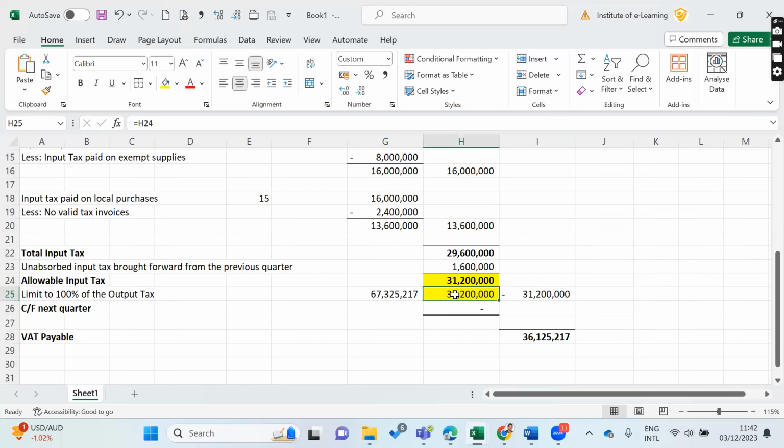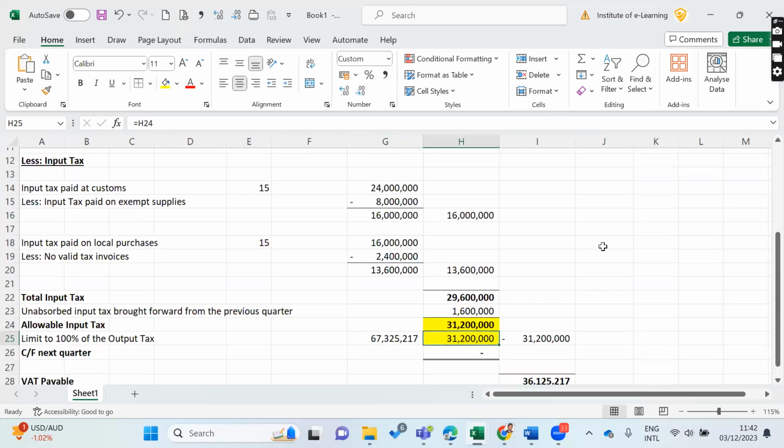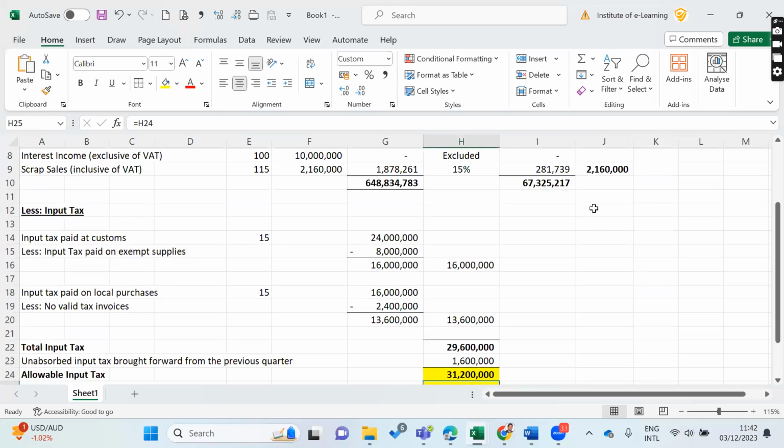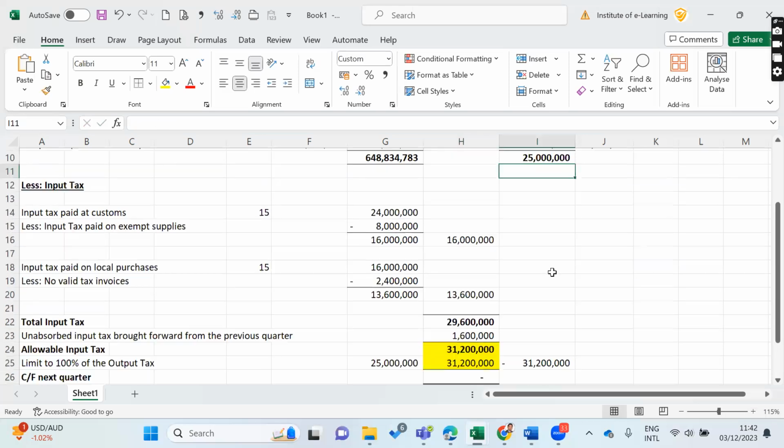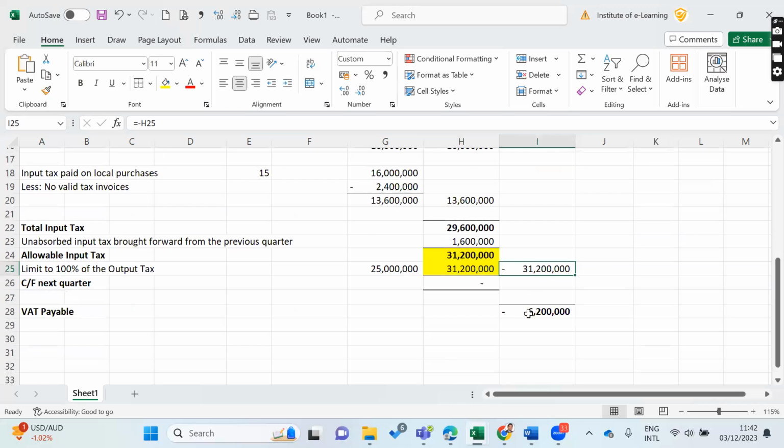In order to eliminate the refund situation, the IRD, the tax law, the VAT law, has subsequently amended this with the 100% restriction. If I explain it again, say the output is 25 million. If we claim all 31 million of input without any 100% restriction, you will end up with a refund, not a VAT payable.